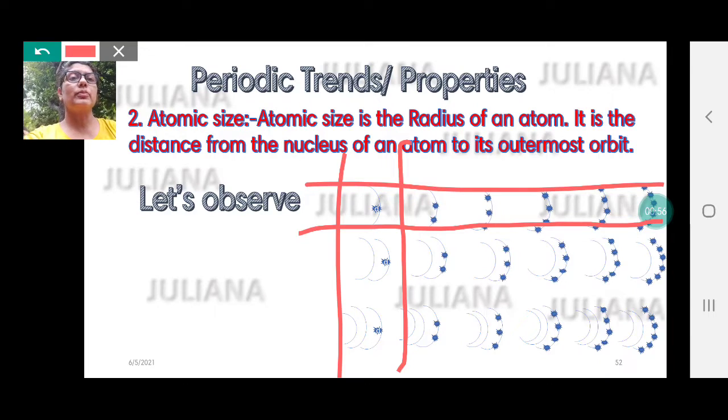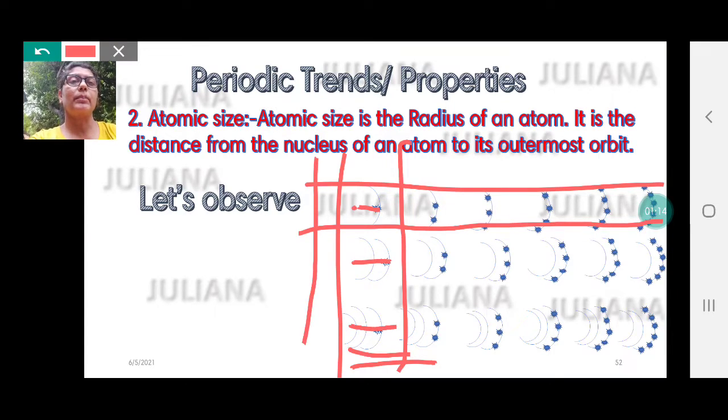Now from top to bottom, what do you notice? Is the atomic size increasing? Here there is one shell, then it becomes 2 shells, then 3 shells, then 4 shells, then 5 shells. So is the atomic radius increasing? Yes, you are right. That means the atomic size increases from top to bottom in a group.